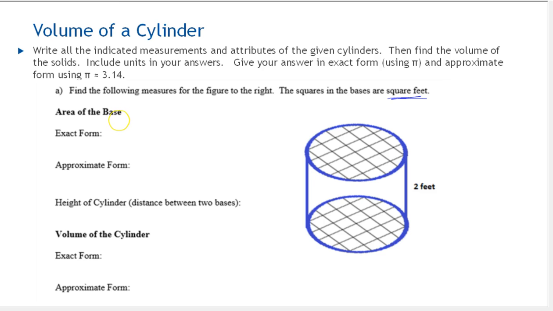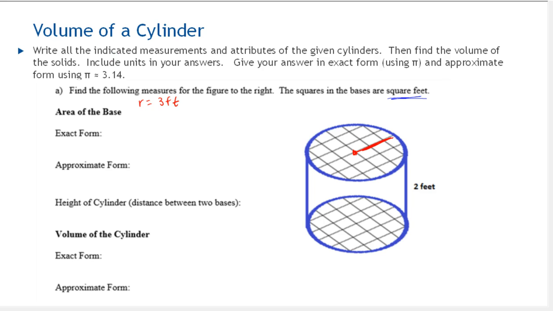First we're asked for the area of the base. We could look at either the bottom or the top circle. Notice we're not given that exact value, but we could see that this is the center of the circle, so this will be our radius. It's 1, 2, 3 units long. So the radius equals 3 feet.